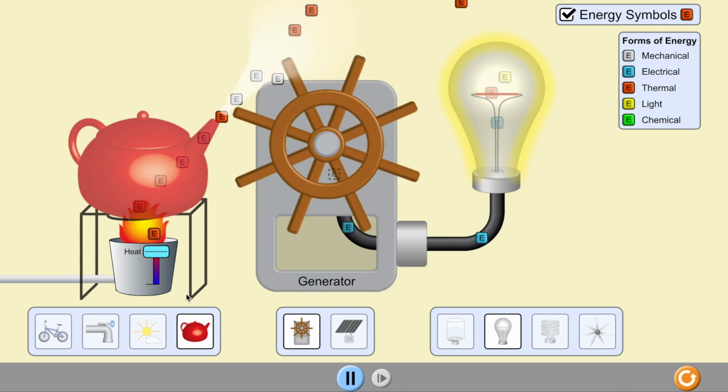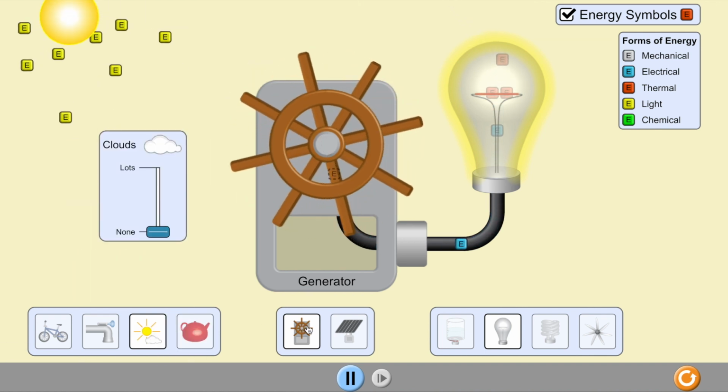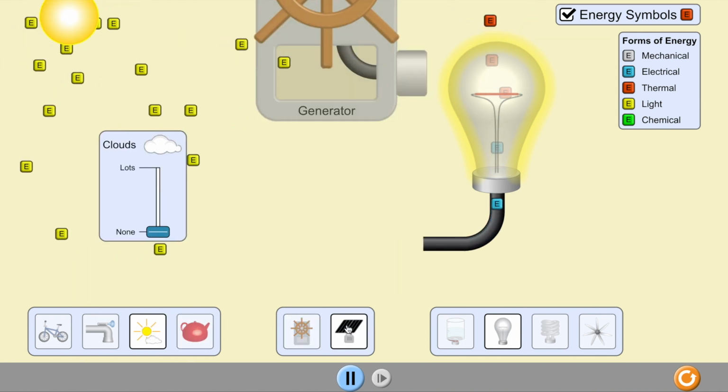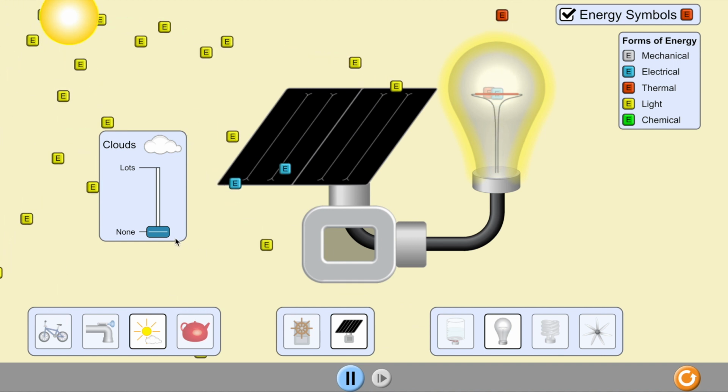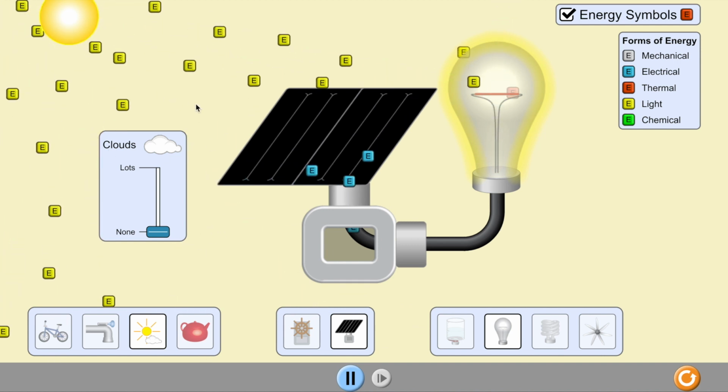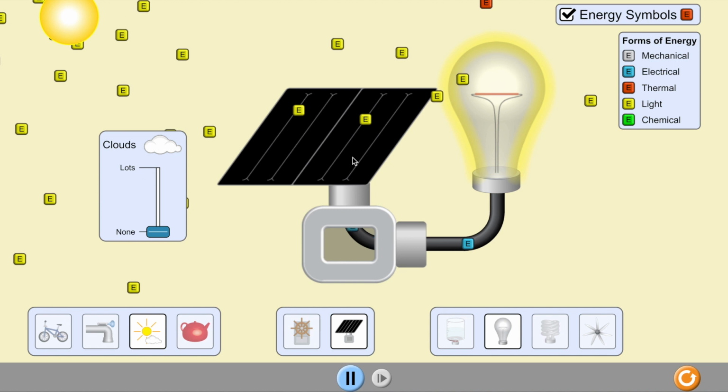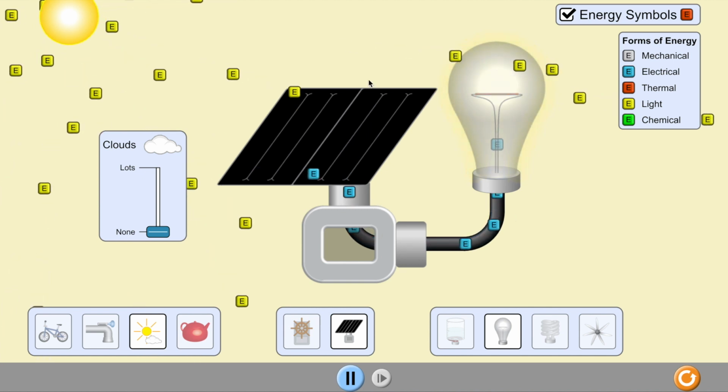We're going to look at solar energy. For solar energy, we can't use a regular generator. We're going to need a solar panel, and that light energy is converted into electrical energy by the solar panel, which is used to power our system.